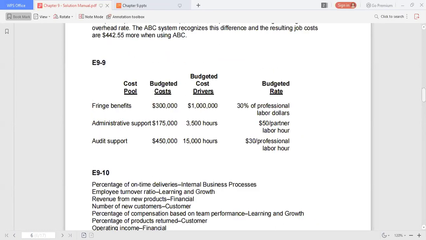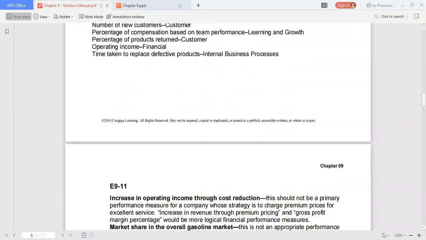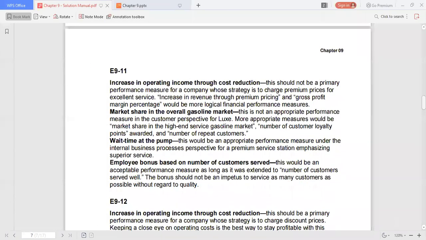Okay, we have E9-11, evaluating the appropriateness of performance measures. Lux Incorporated, a chain of gasoline service stations, has a strategy of charging premium prices for its gasoline by providing excellent service such as attendants to pump gas, clean restrooms, and free air for tire inflation.